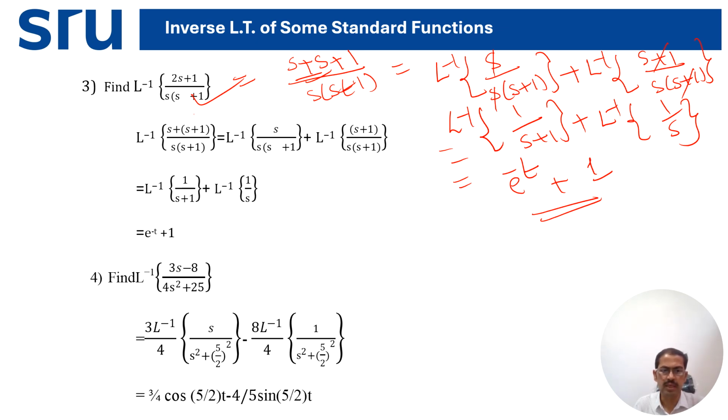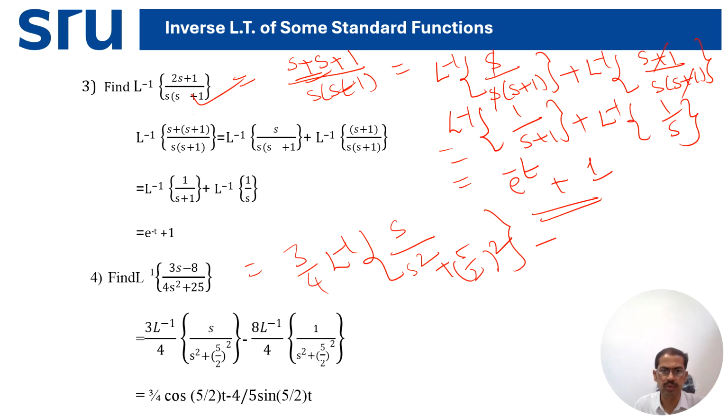To make the s square coefficient 1, take out 4 from this denominator. So that is equal to 3 by 4 times the inverse Laplace transform of s by s square plus (5 by 2) whole square. These 4s get cancelled.